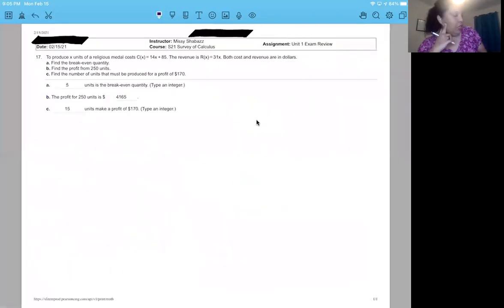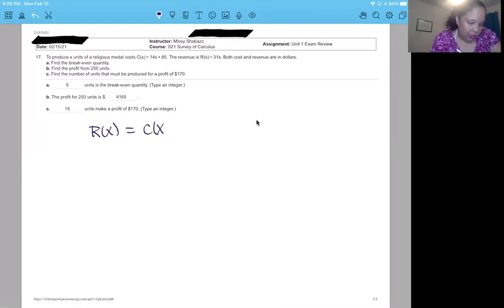All right, next question. To produce x units of a religious metal, the cost C of x equals 14x plus 85. The revenue is R of x equals 31x. Both cost and revenue are in dollars. The first question is the break even. So break even is when the revenue equals cost. So revenue equal to cost. My revenue is 31x. My cost function is 14x plus 85.